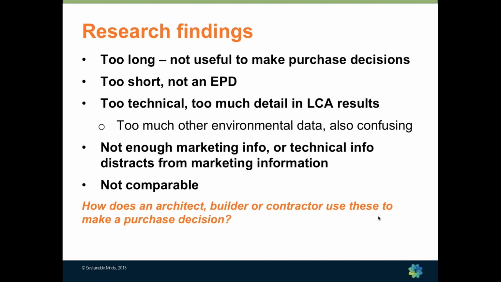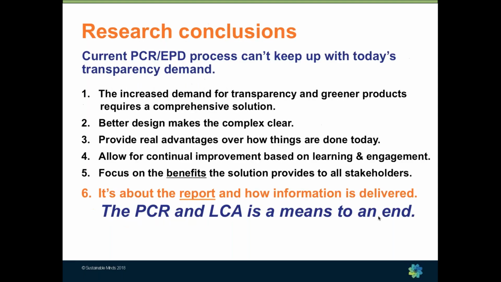And when I say marketing info, I mean there just wasn't much information about the product itself, the functional performance of the product, how it would be used, just the stuff you would expect in a marketing brochure about a product. And if there was marketing information, there was so much technical information that the marketing information tended to be buried or in the back. And of course, they're not comparable. So we came away from this study saying, wow, how does an architect, builder, or contractor use these to make a purchase decision?